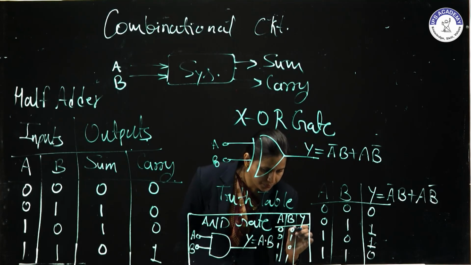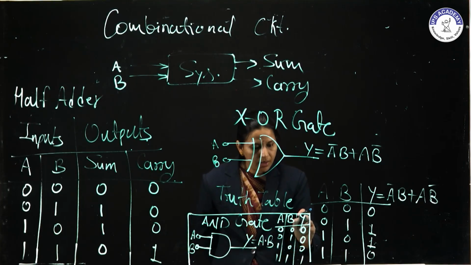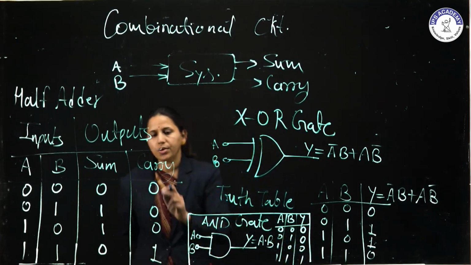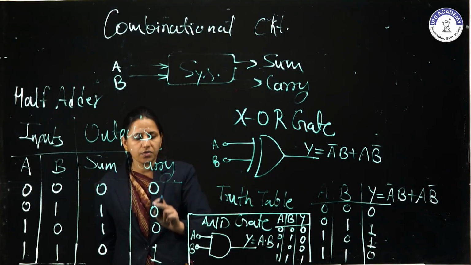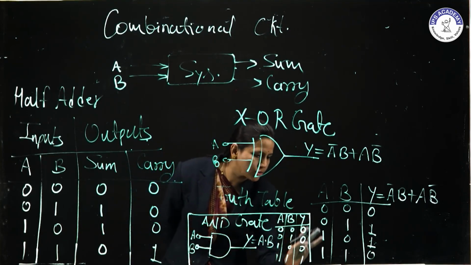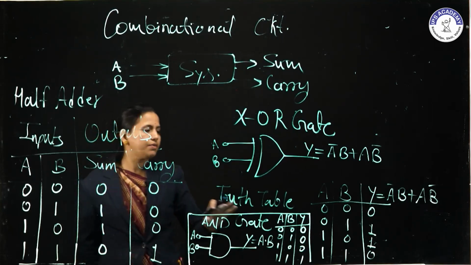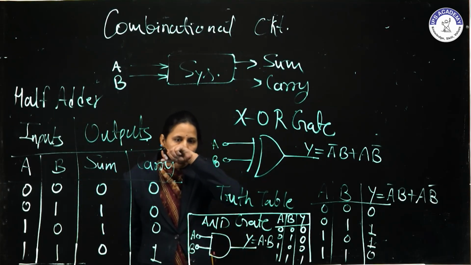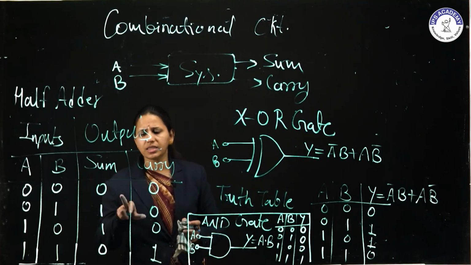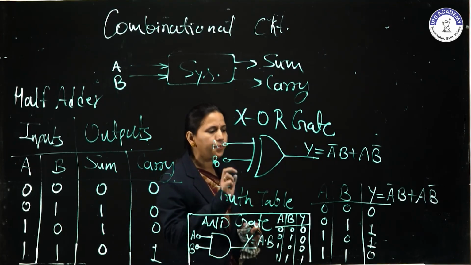Use the concept of binary multiplication. 0 into 0, 0; 0 into 1, 0; 1 into 0, 0; and 1 into 1, 1. So the output of the AND gate is similar to the output of the carry of the half adder. In this case we have 0 0 0 1, and here we also have 0 0 0 1. That means for designing the carry of the half adder, we can use the AND gate. So for sum we can use an exclusive OR gate, and for carry we can use an AND gate.